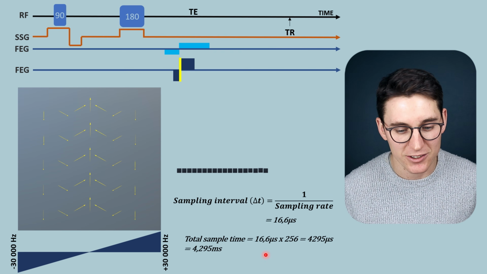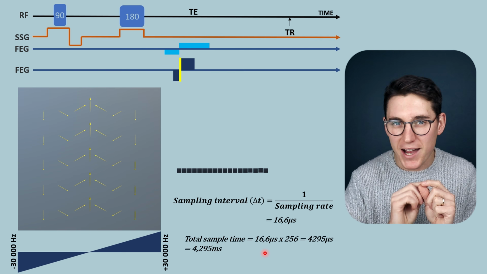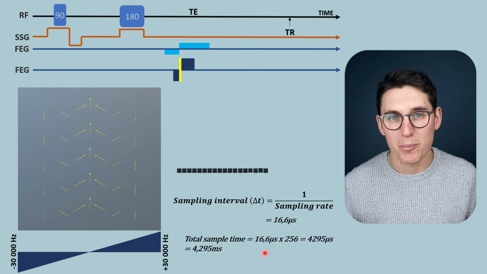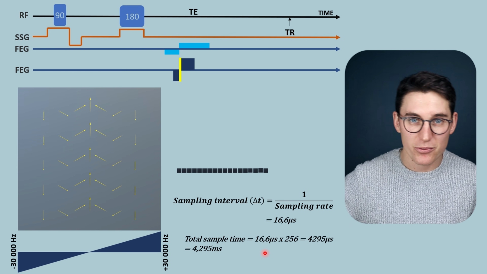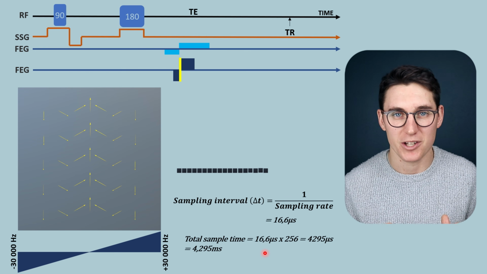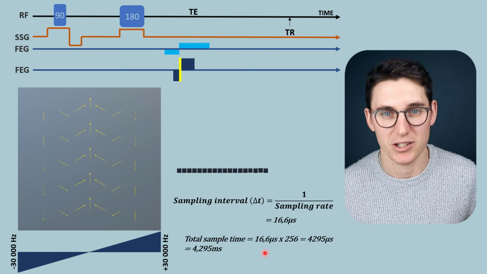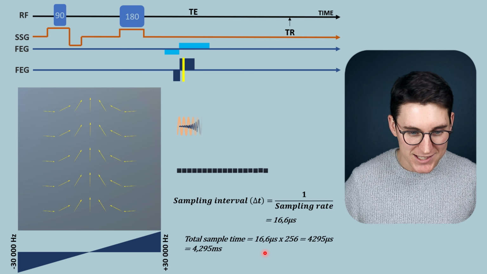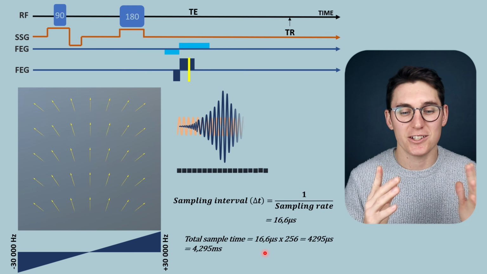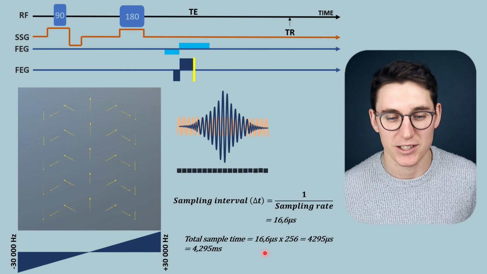Now let's look at the signal that's going to be generated from this slice. The background noise is going to be the same, but the signal is going to be different because the frequencies in the slice are different. The rate of those frequencies rephasing and dephasing is going to be different. So let's look now. As they rephase, we get an increase in signal and then a sharp decrease in signal.